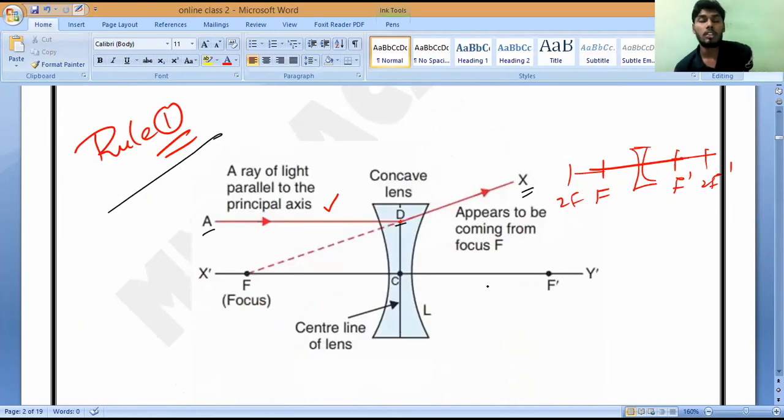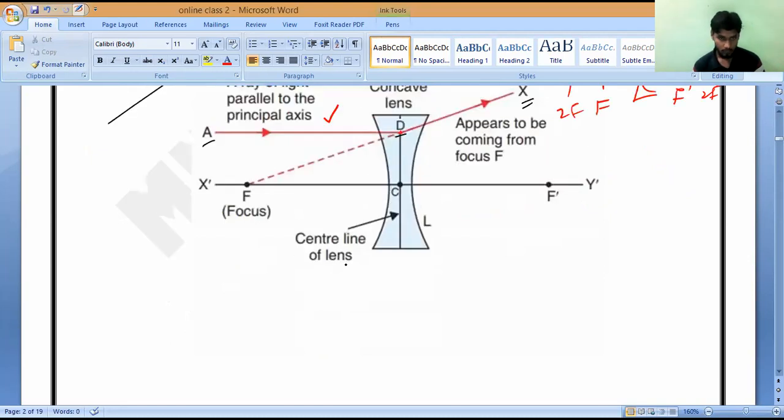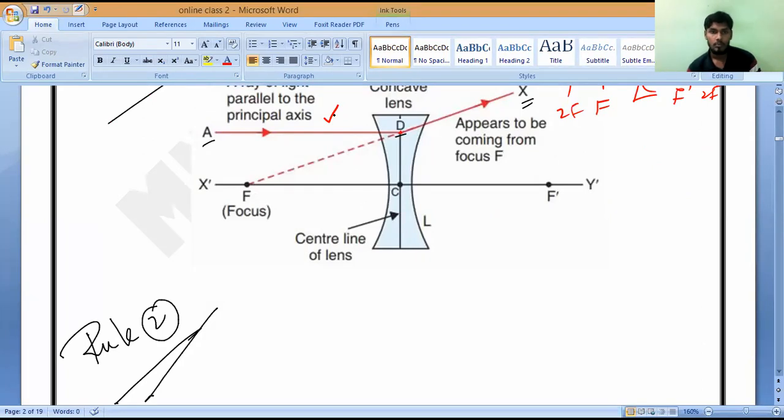We have only 3 rules, and these 3 rules are enough to draw the image, because in the concave lens we have only 1 case. Usually there are 2 cases in our textbook, but we already know that. Do it fast, all of you. Once it is completed, tell me. Shall we go for the next rule, rule number 2?